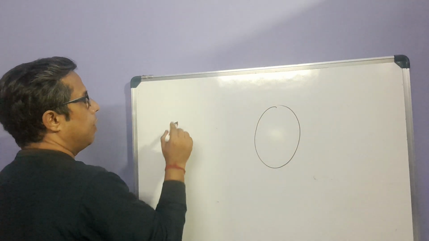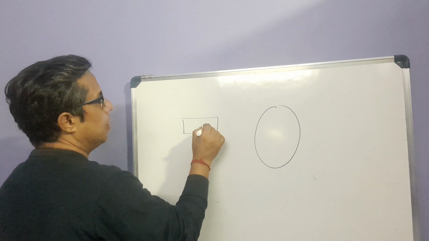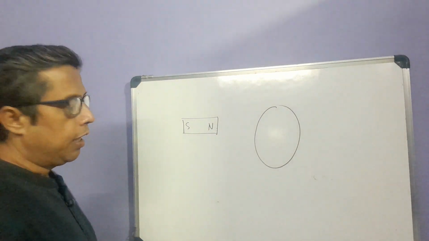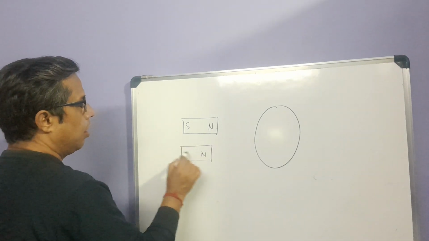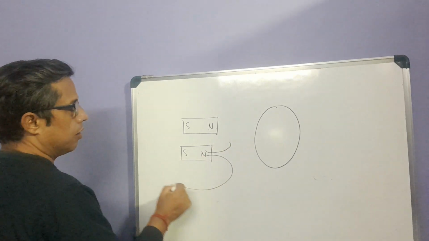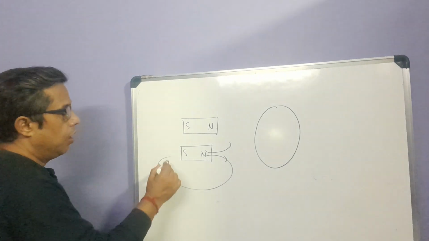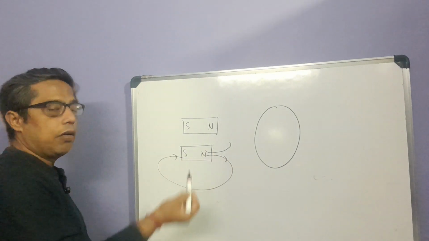Now if I take a magnet near to it, let's say this is a north pole and this is a south pole. What is the property of a magnet? A magnet produces magnetic field lines, right? They start from the north pole and end at the south pole, and again they move like this. So these are the magnetic field lines.